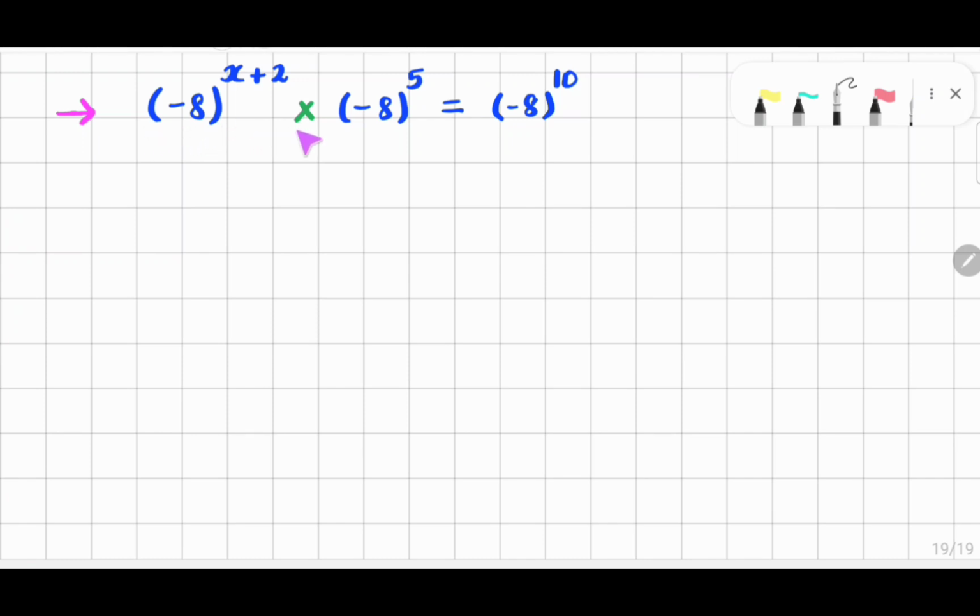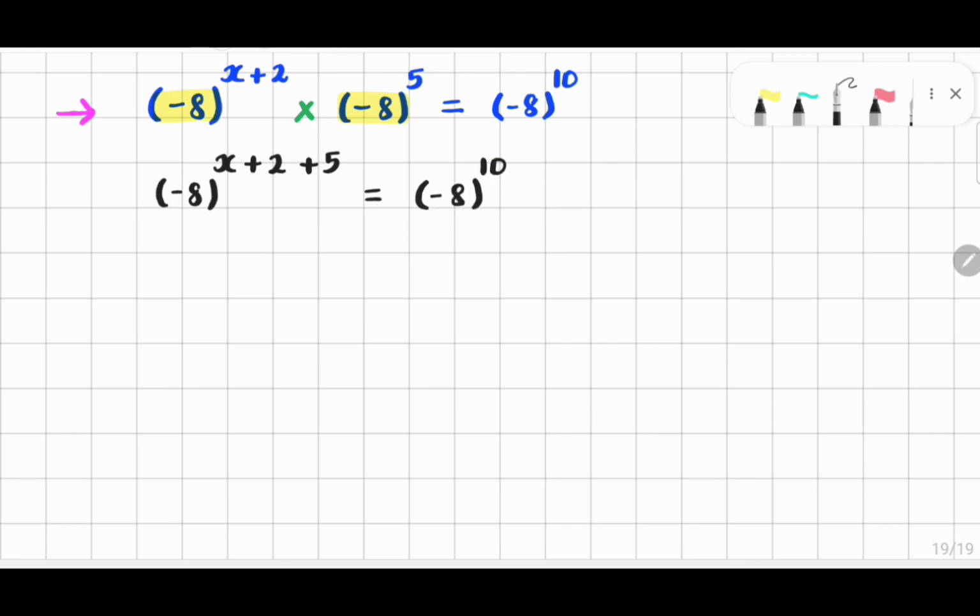Let's solve this equation for x. In other words, find the value of x. On the left hand side, you can see that there is a multiplication between the same bases, that is -8. So we can apply the product rule, which says write the base and add the powers. By doing so we get -8 to the power x plus 2 plus 5, which equals as it is.